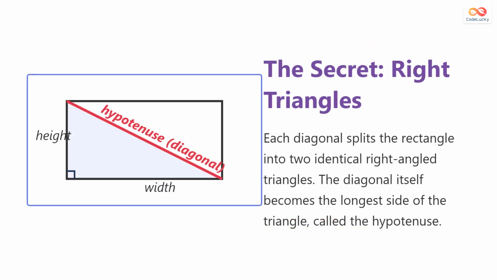So, why are the diagonals always equal? The secret lies in right-angled triangles. When you draw a diagonal in a rectangle, you actually split it into two identical right-angled triangles. The diagonal itself becomes the longest side of that triangle, which is known as the hypotenuse.